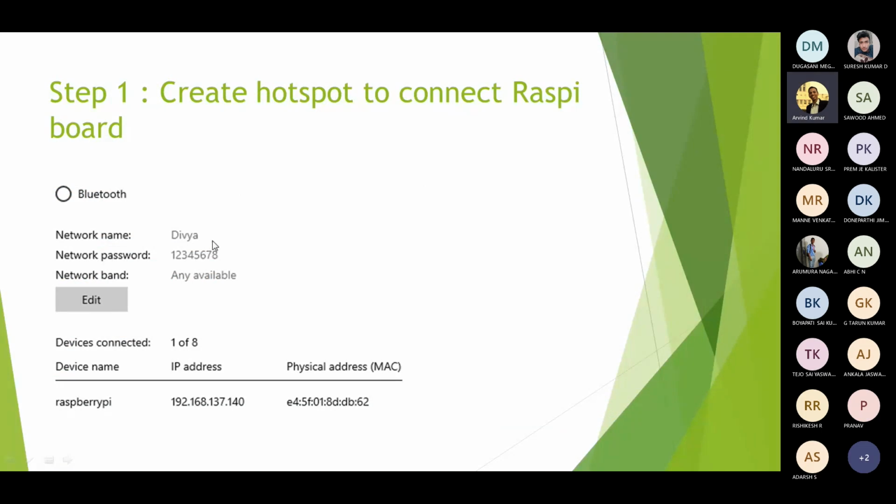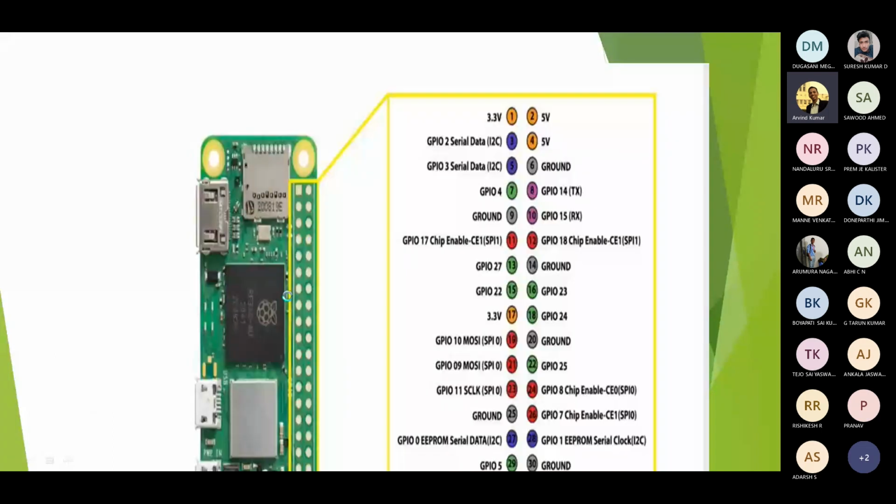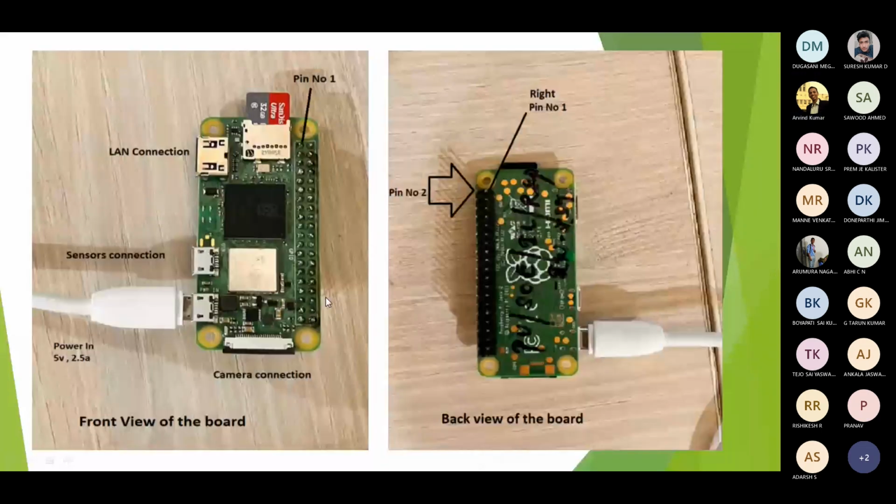This is my screenshot from my laptop network settings. I will just go to hotspot and change my network name. I will give the same name which I gave while I was configuring the OS. So the network name I have given is Divya, and the network password is 12345678. This is the same name which I gave while configuring the OS.